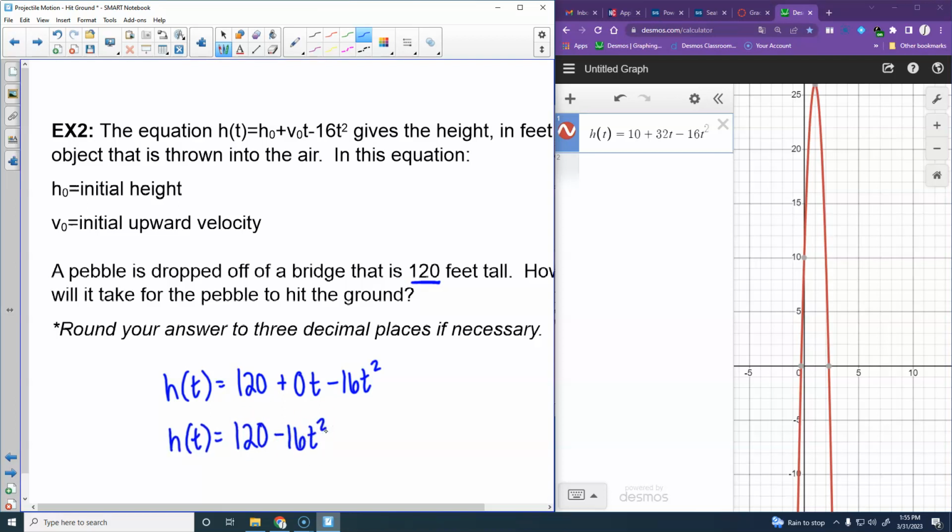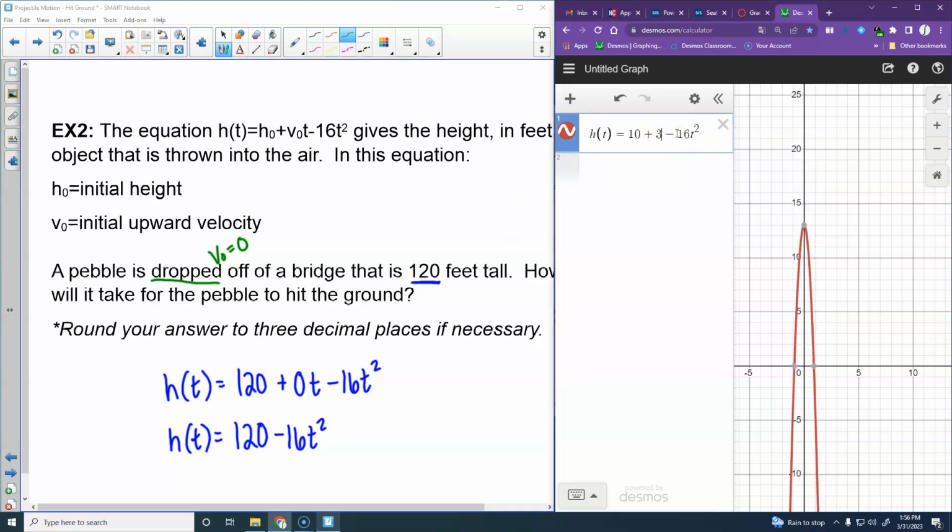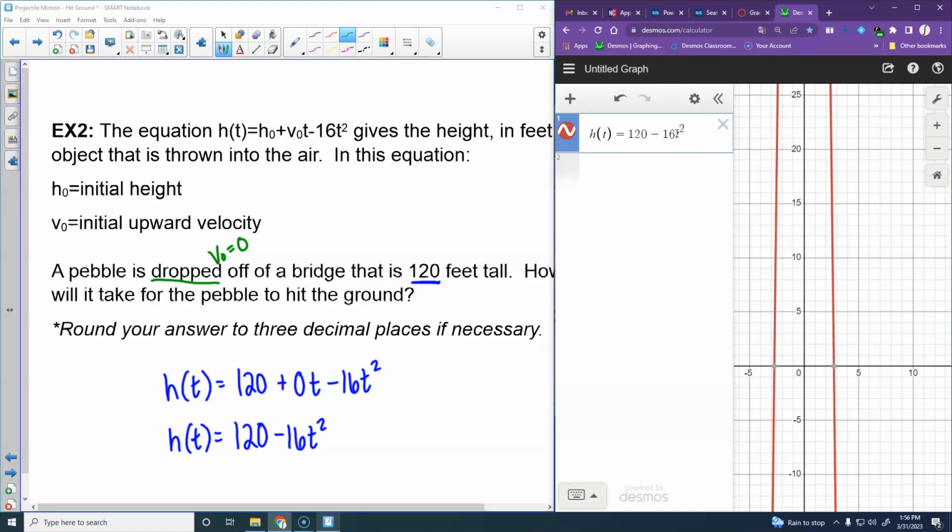So if something is dropped, then that tells us that v sub 0 is 0 because we're not throwing it at all. Only gravity is making this fall. So if we go fix our equation for that.